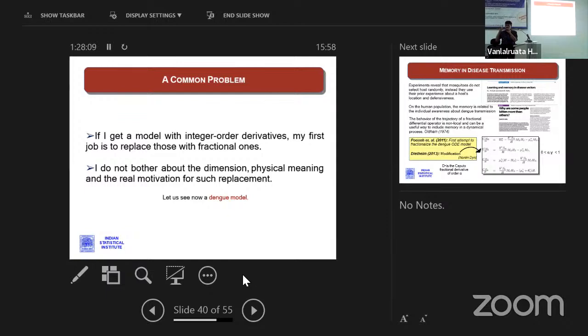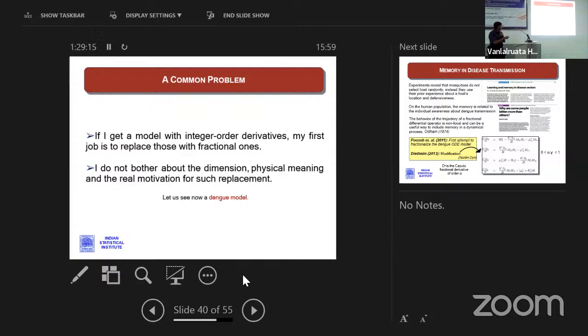So I have dx/dt equal to a function of x, y, dy/dt equal to a function of x, y, and dz/dt equal to a function of x, y. I remember, I have published that. What they are trying to do is write d^alpha x over dt^alpha is equal to the same function. So you take the fractional version of that ODE model. I'll show you very soon that this is not the right way to deal with fractional equations, because many papers have already been published on this. This is the general mistake: if I get a model with integer order derivatives, my first job is to replace those with fractional ones.